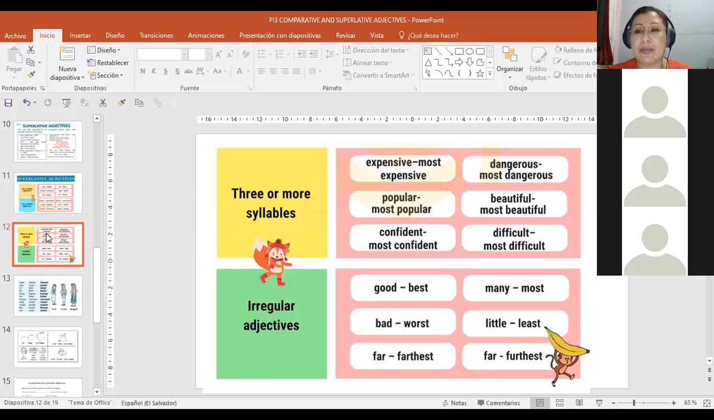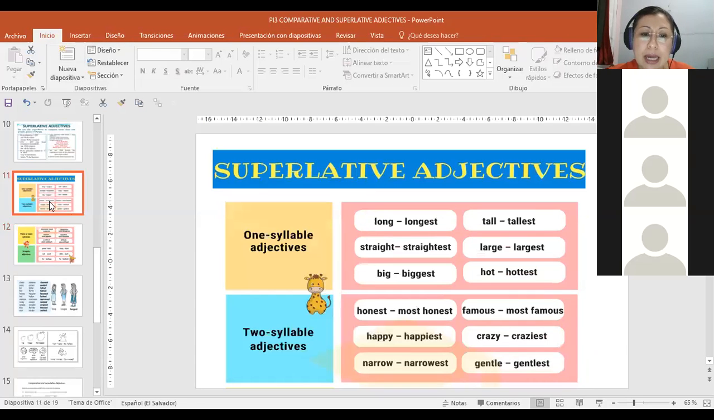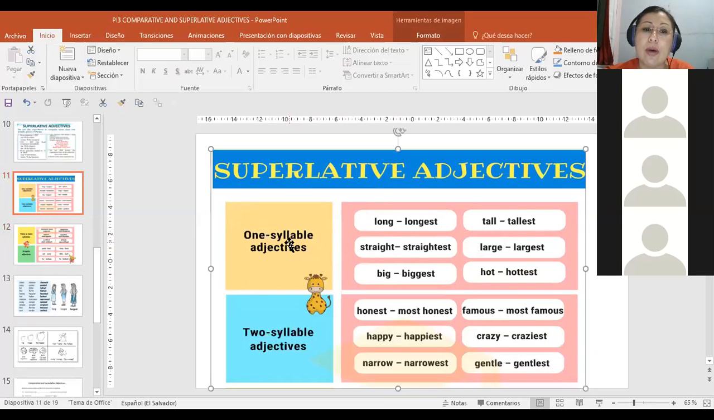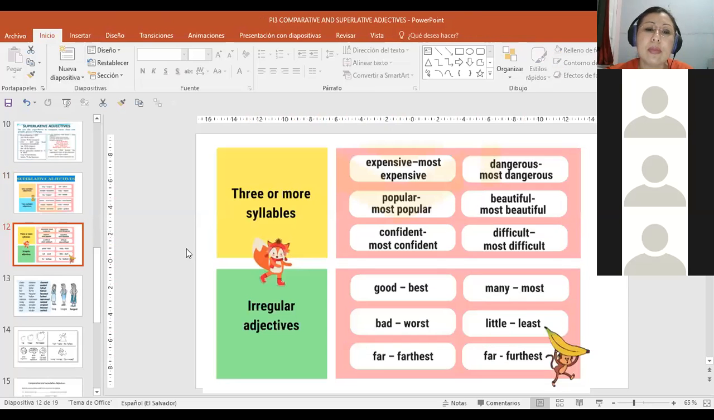Okay? So now let me put you in pairs in the breakout rooms. And what I would like is that you elaborate at least four sentences. One sentence using a superlative adjective with a one-syllable adjective, one with a two-syllable adjective, one with a three or more syllable adjective, and one with an irregular adjective. So you will have four sentences. If you are two people in each group, you can work at least two sentences each.